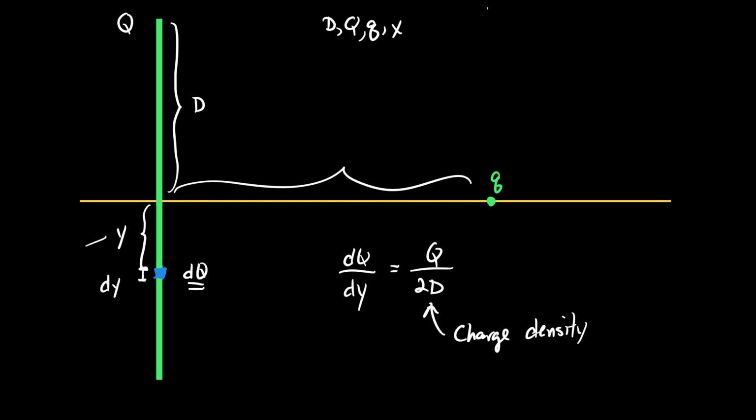So if you remember way back from chemistry, density is just amount divided by volume. We have 3 different kinds of densities. We have linear density, amount divided by length. We have surface density, amount divided by area. And we have volumetric density, amount divided by volume. 3 different kinds of densities.